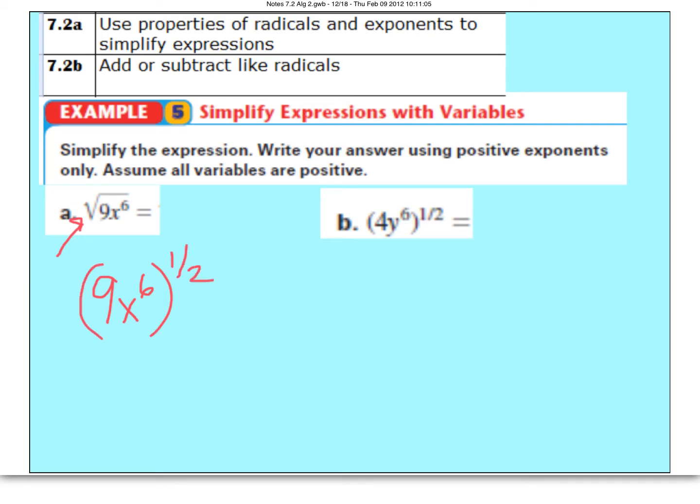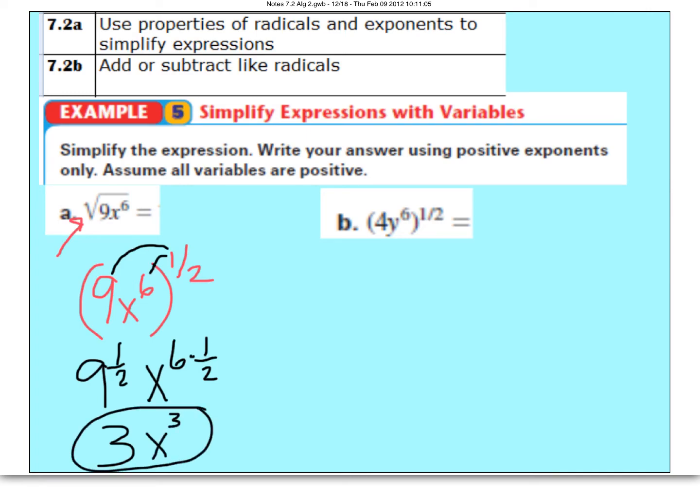Then you can just apply our properties of exponents, which that 1/2 goes to everything. So it'd be 9 to the 1/2. It'd be x to the 6 times 1/2. 9 to the 1/2 is the square root of 9, which is 3. 6 times 1/2 is 3, so that's the new little exponent, and that's our final answer.